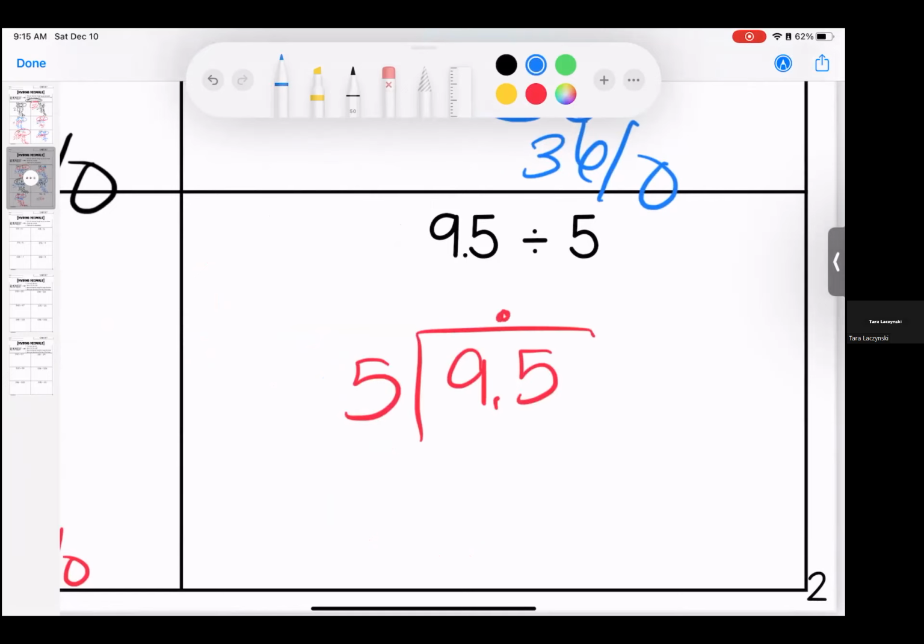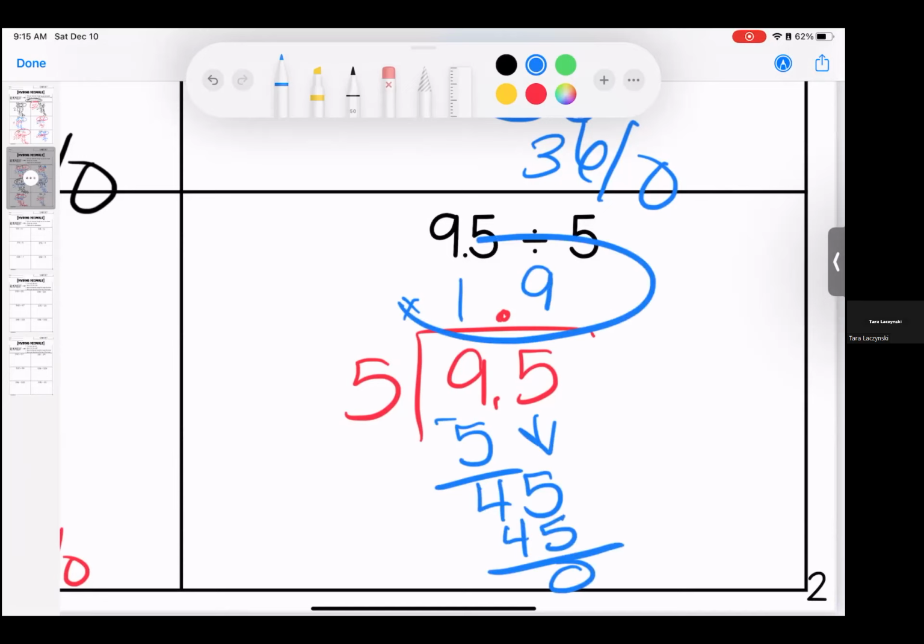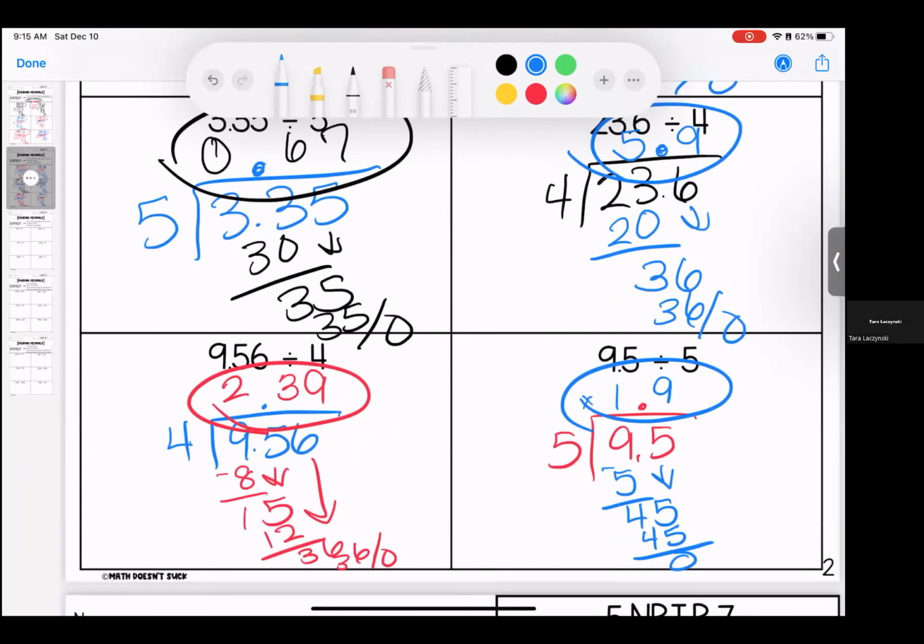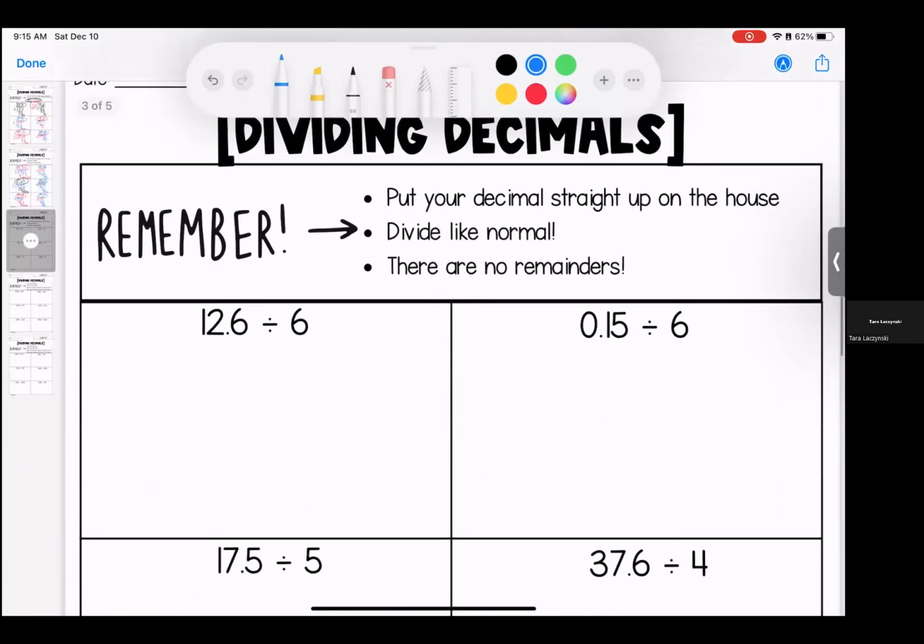Over to the last one on this page, it's 9 and 5/10 divided by 5. Decimal up, and let's go. 5 goes into 9 one time because 1 times 5 is 5. Subtract. 9 take away 5 is 4. Bring it on down. 5 times 9 is 45. Nothing left. 1 and 9/10. Any questions, mathletes? Bring them with you to class.